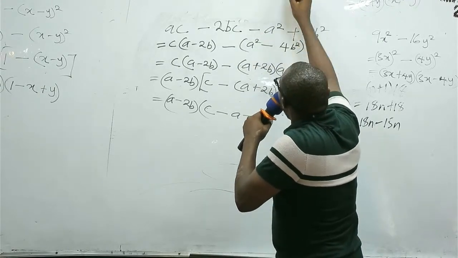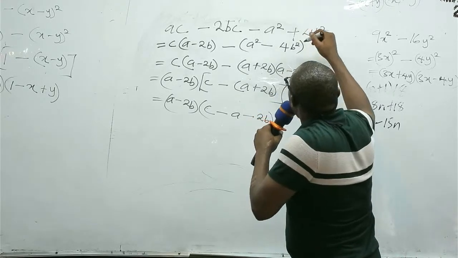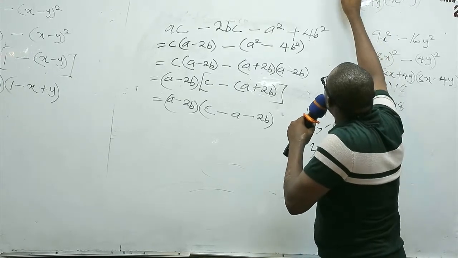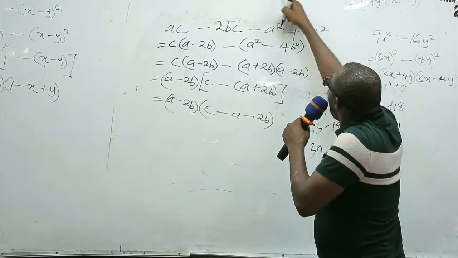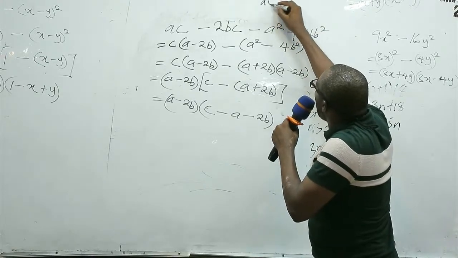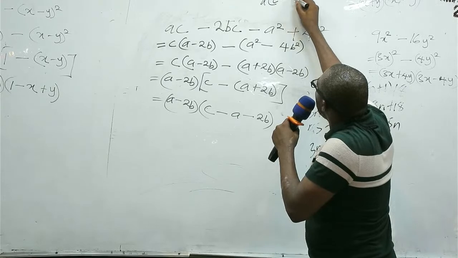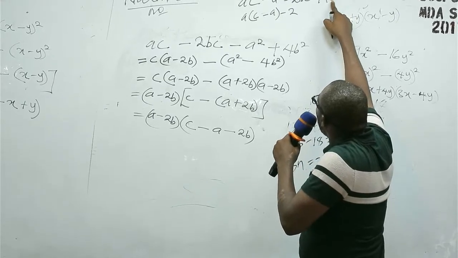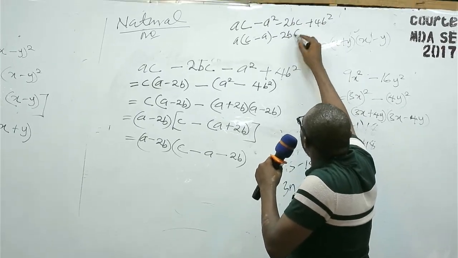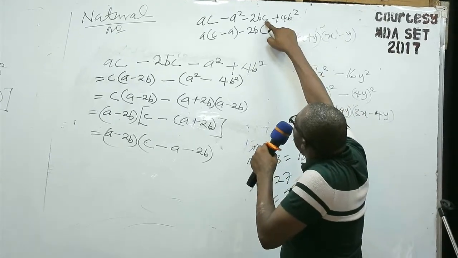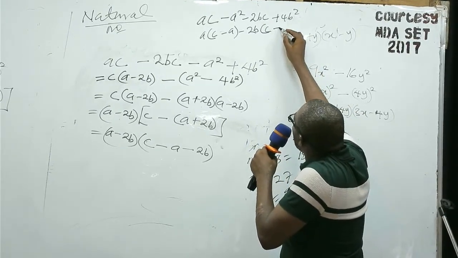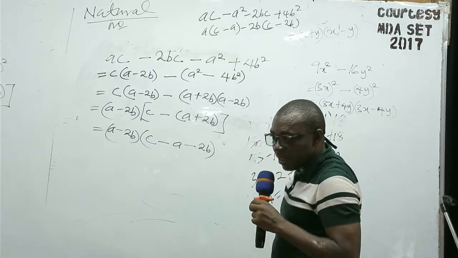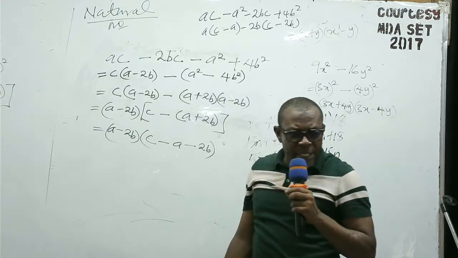AC, bring minus a squared. Then the next one is minus 2BC, squared. What is common here? A is common. What will be remaining? Now, what is common here? Minus 2. 2 can cancel, then B. Is that true? What will be remaining here? C, yes, minus 2B. Did you see that what we have here and what we have here are the same thing? Class, do you understand my point?